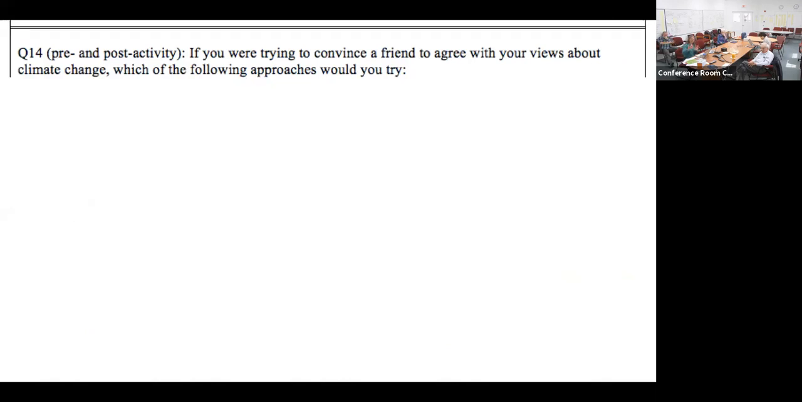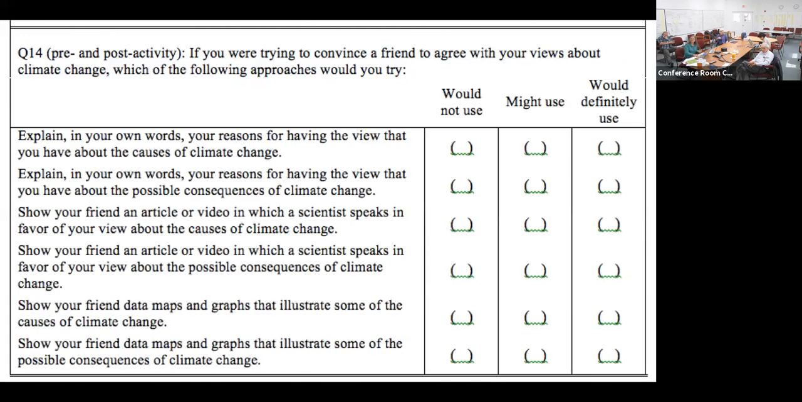And so then following that, we added this new question saying, if you were trying to convince a friend to agree with your views, regardless of what those views were, but they had just been reminded about what their views were by the preceding questions, which of the following approaches would you try? And so then we had a whole bunch of options for each of which they could say, I wouldn't use it, I might use it, or I would definitely use it.